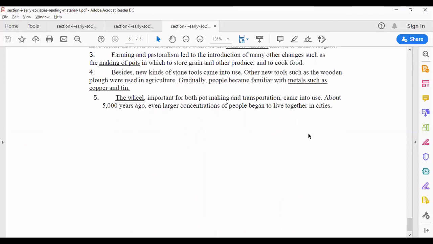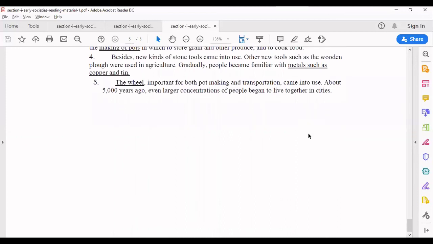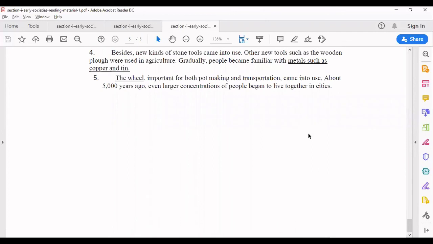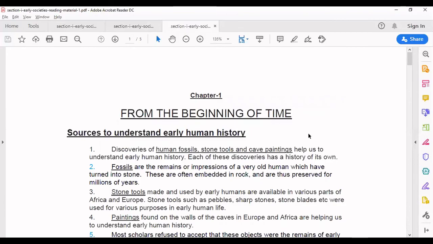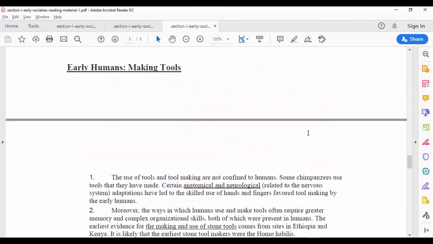Slowly, people became familiar with metals like copper and tin, and the wheel, the most important invention, which was important for both pot making and transportation, came into use about 5,000 years ago, and even larger concentrations of people started to live together in cities. This was the notes of the first chapter and the kind of questions that can come from the first chapter.